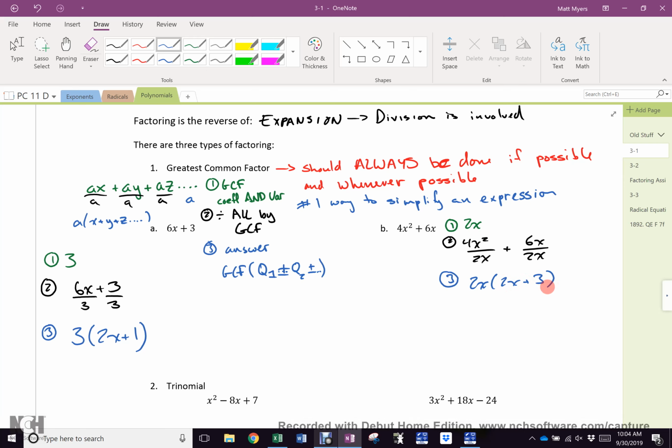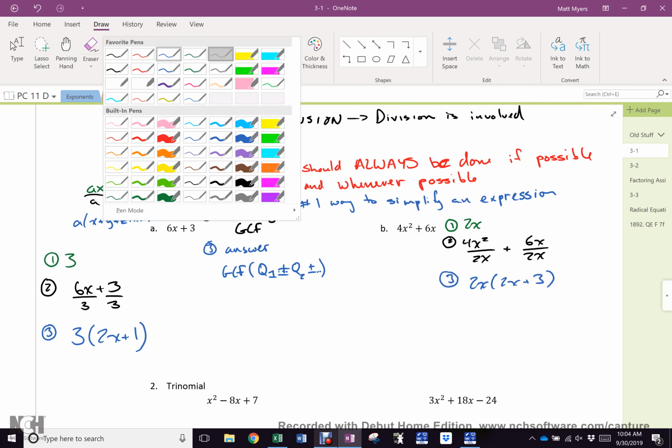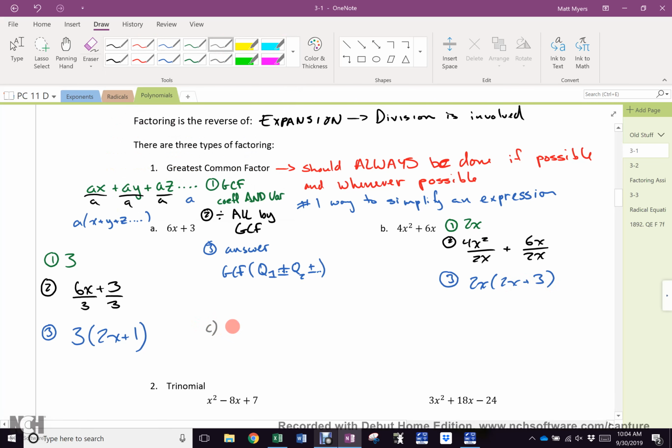That much white space. Does it stay that easy? Of course not. I'm going to give you a third one. I want you to do that one by yourself because you haven't done one by yourself yet. You guys do C. Go.